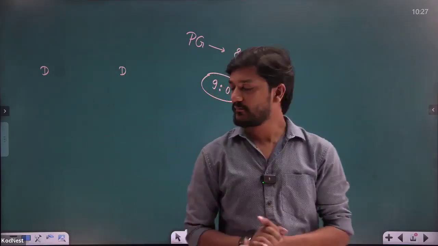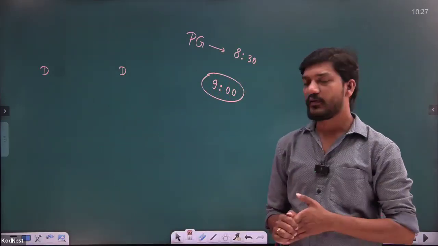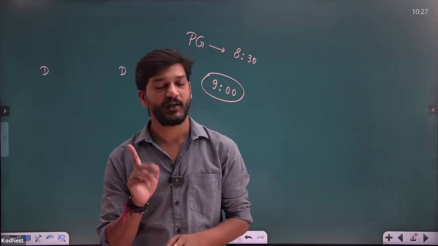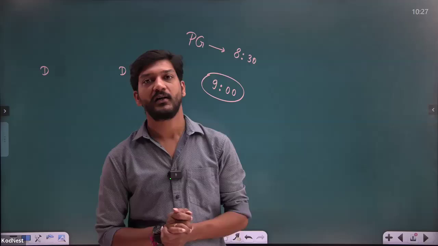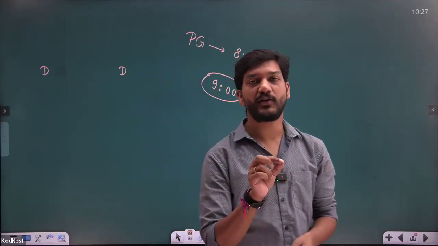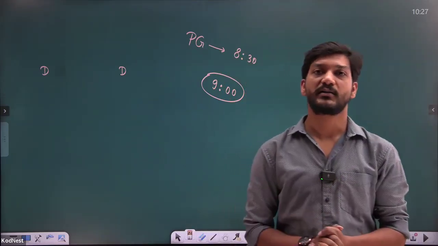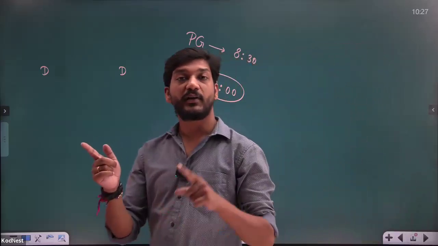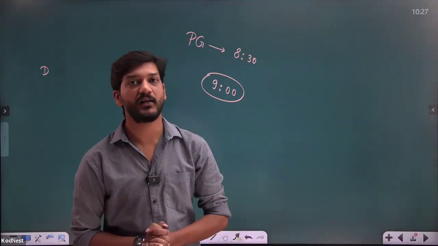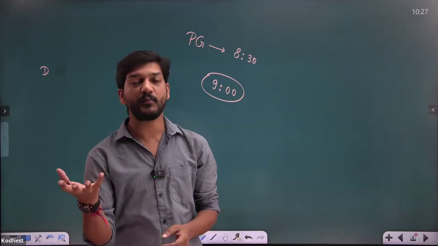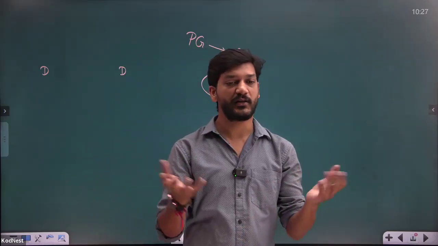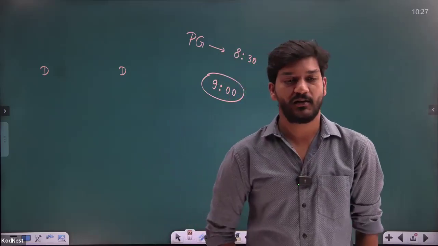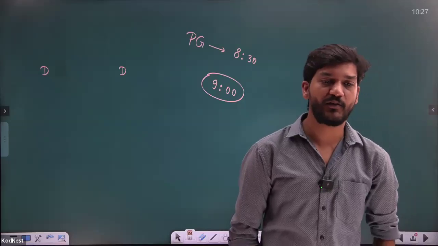On Monday, you are reaching 15 minutes late to the class. Okay, so analyze please. On Tuesday, you are reaching 15 minutes early to the class. 15 minutes late on one day, 15 minutes early on the second day. So how much is the time difference of Monday and Tuesday, from your PG to your center? How much is the time difference you have taken?